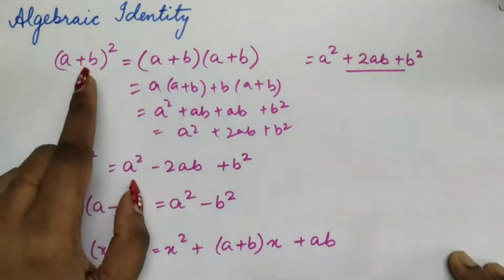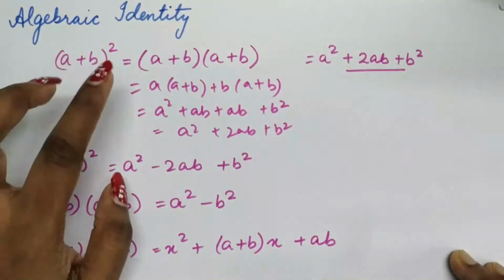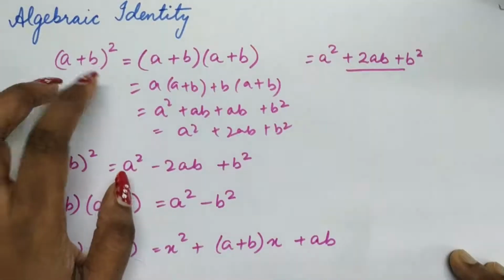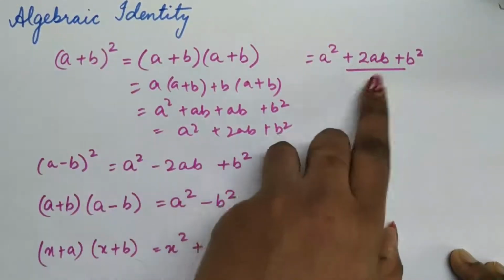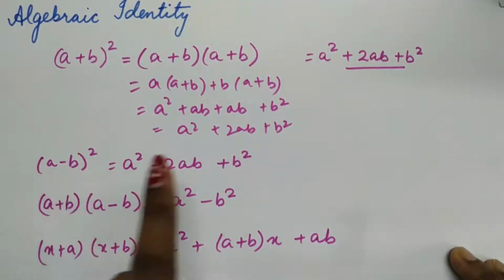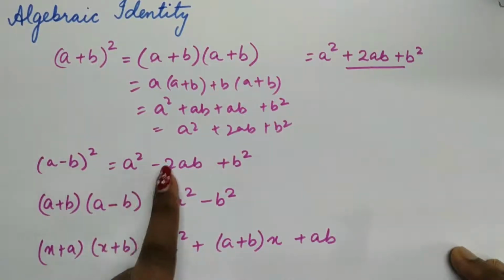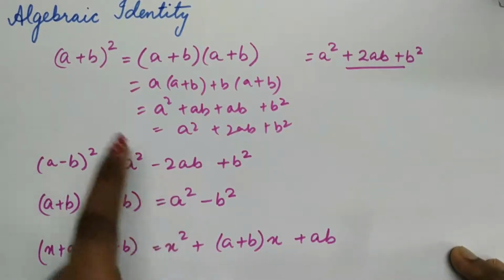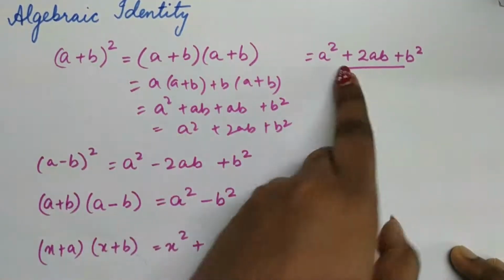So you need to remember that when we have two numbers or two variables added to the power square, it is going to open in this form, that is a square plus 2ab plus b square. If it is a minus, the solution will be different. It will be a square minus 2ab plus b square. So there is a change here. It is minus here. In case of plus, it was a plus here.